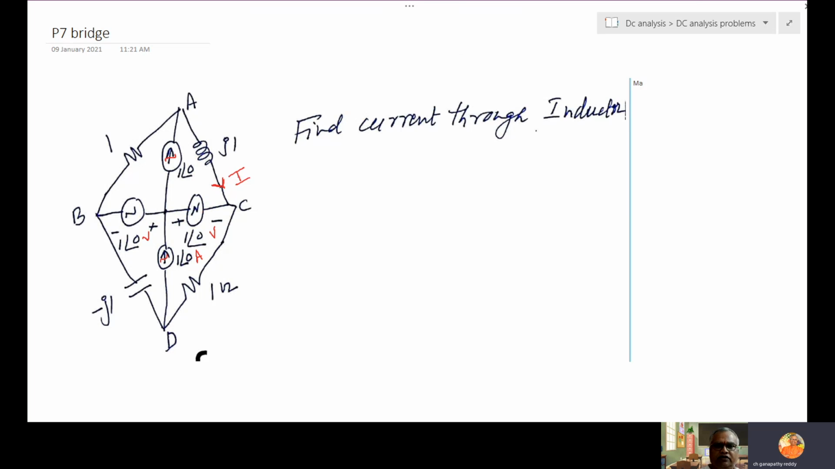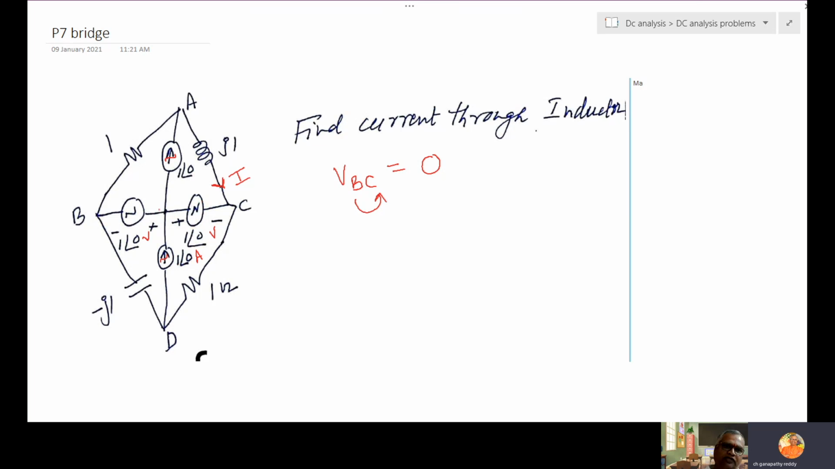Now it is asking, find current I. All sources are inside. It's a very peculiar problem. What is VBC? VBC is 0, isn't it? Why VBC 0? Start from B, go to C: minus 1 angle 0 plus 1 angle 0 is equal to 0. So VBC 0 means the potential difference between B and C is 0. So it is like a short circuit. The terminals B and C are shorted.